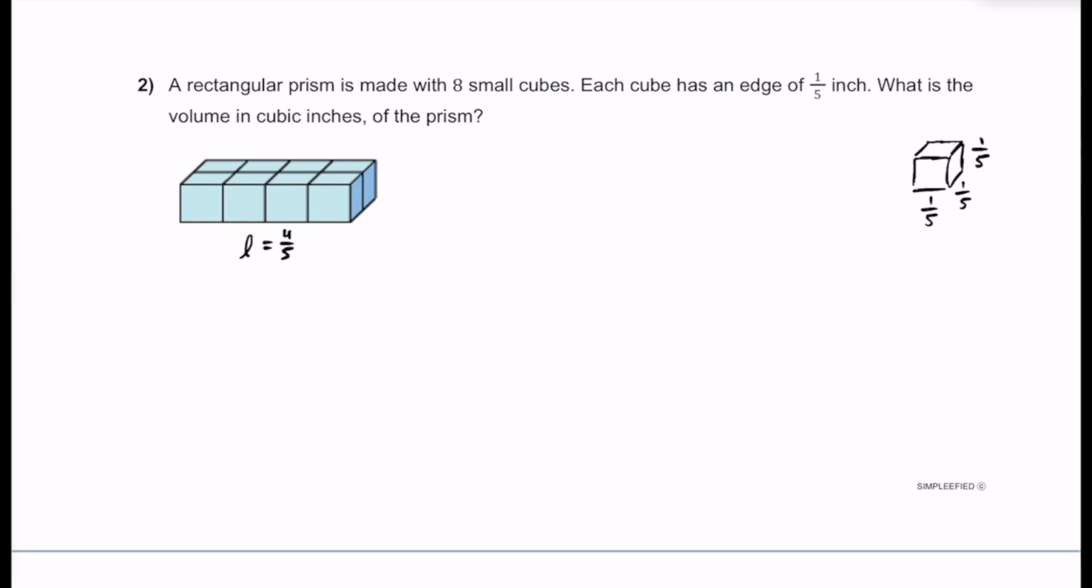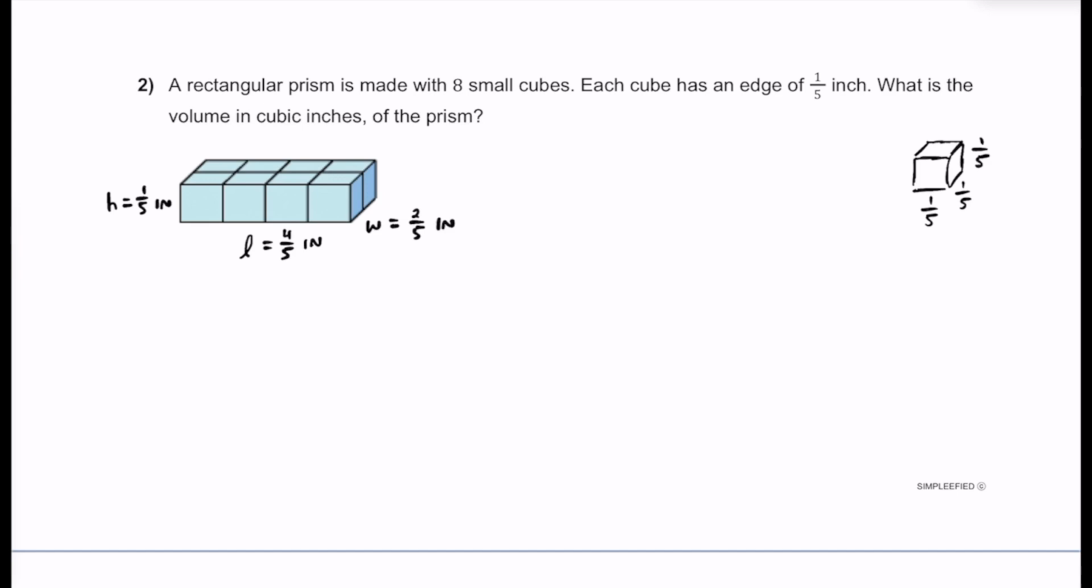Right, if we go ahead and just see all of them going across, that's going to be 4/5 of an inch. What about going for the width here? Well, there's 2 of these cubes going backwards here. So the width here, if we have 1/5 and 1/5, that's going to be 2/5. That's how many inches wide it's going to be. And for how tall this is going to be, well, there's only 1, so the height here is just going to be 1/5 of an inch. Okay, so we have all the dimensions that we need here.